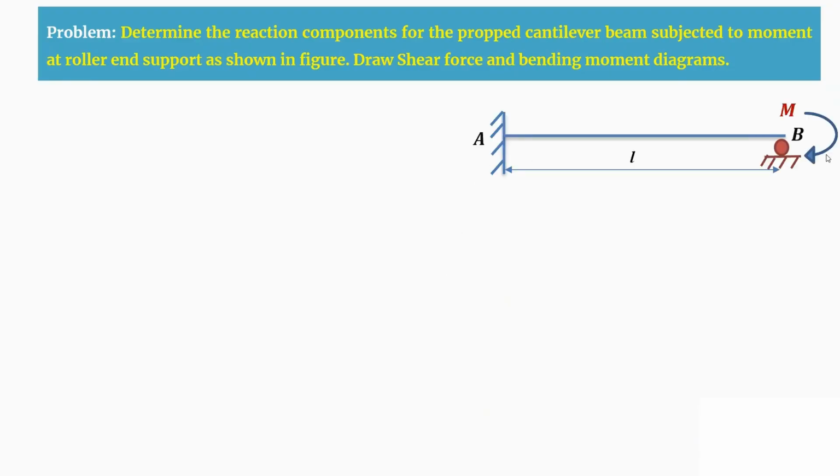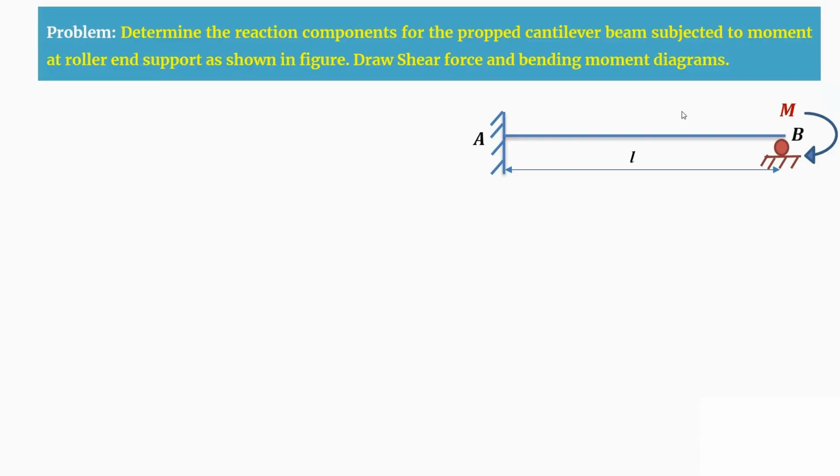So this is a propped cantilever beam AB, and it is having a span of length L, and at the roller support we are having a moment that is acting. So before determining the reaction components, first you are going to determine the degree of static indeterminacy.